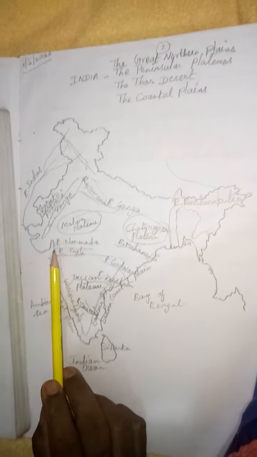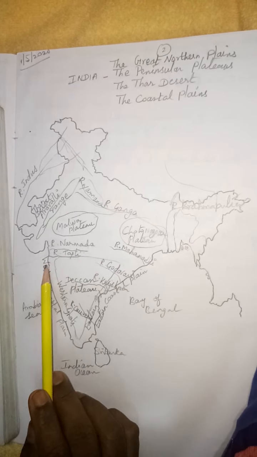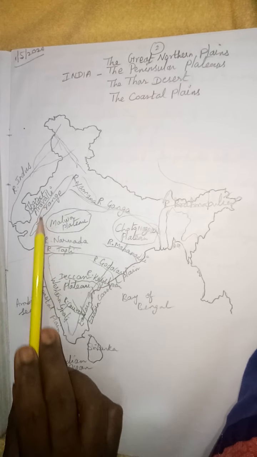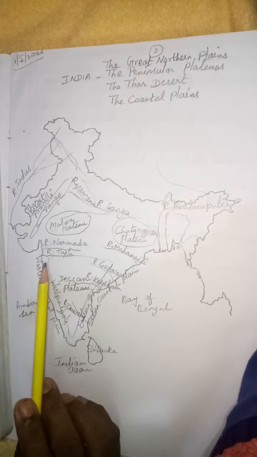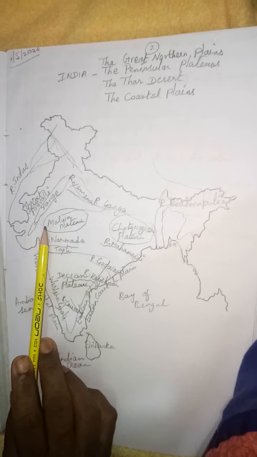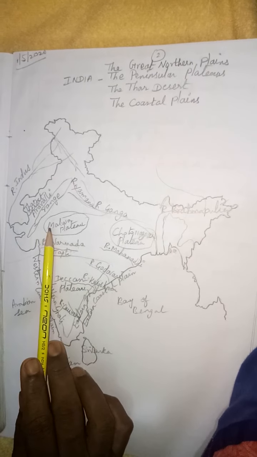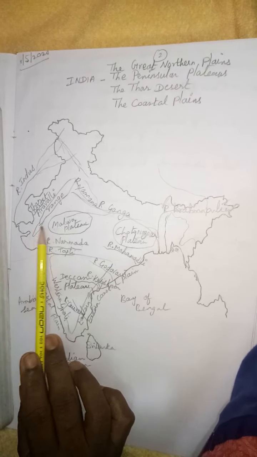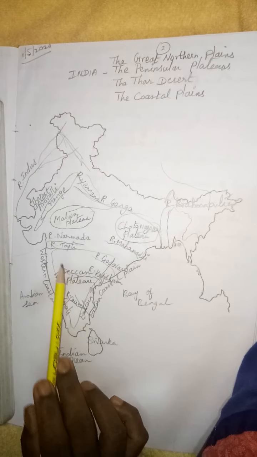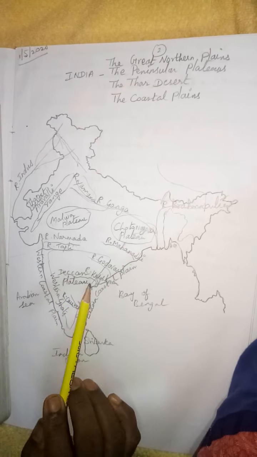Look at this map. This is the river Narmada. It is on the western side. Above the river Narmada, it is called the Central Highlands. Below the river Narmada, it is called the Deccan Plateau. Now the Central Highlands consist of two main plateaus: the Malwa Plateau on the western side and the Chota Nagpur Plateau on the eastern side. Now below the river Narmada, there is the Deccan Plateau.